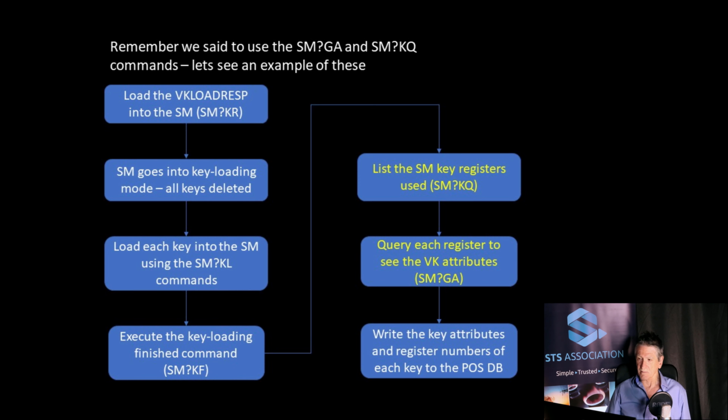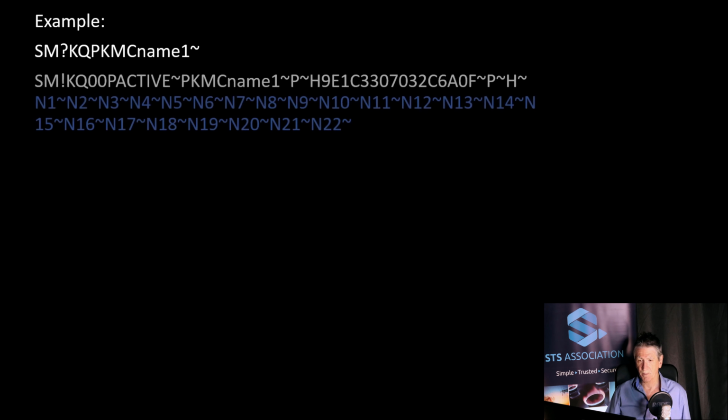Okay, remember we said that you need to use the smga and the smkq commands, and those are the ones highlighted in yellow. So let's see an example of these. You send it the command smkq and you give it the KMC name. That KMC name comes in the vkload response anyway, so you know what it is. And the response is an smkq, and then it shows you, if you look at there, 00p active.